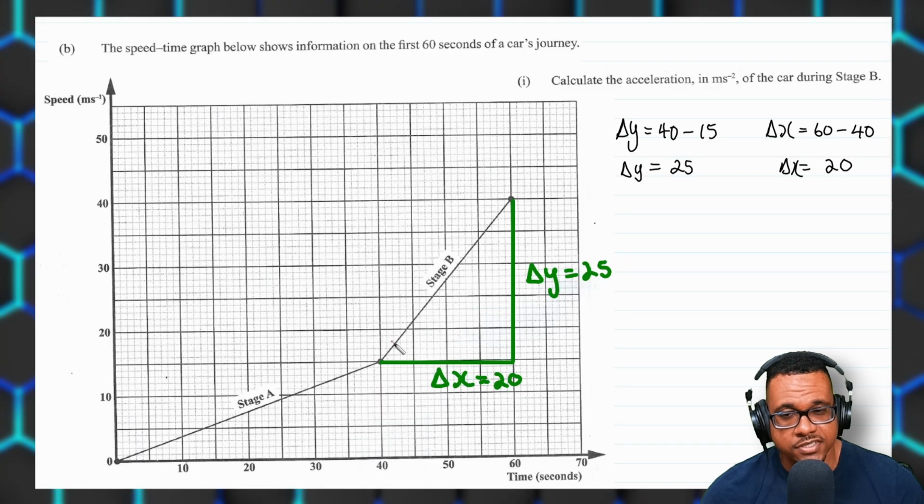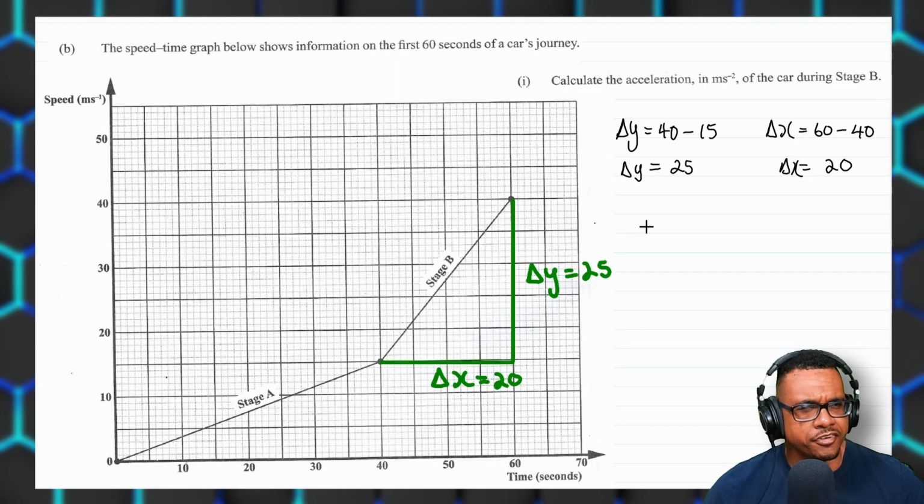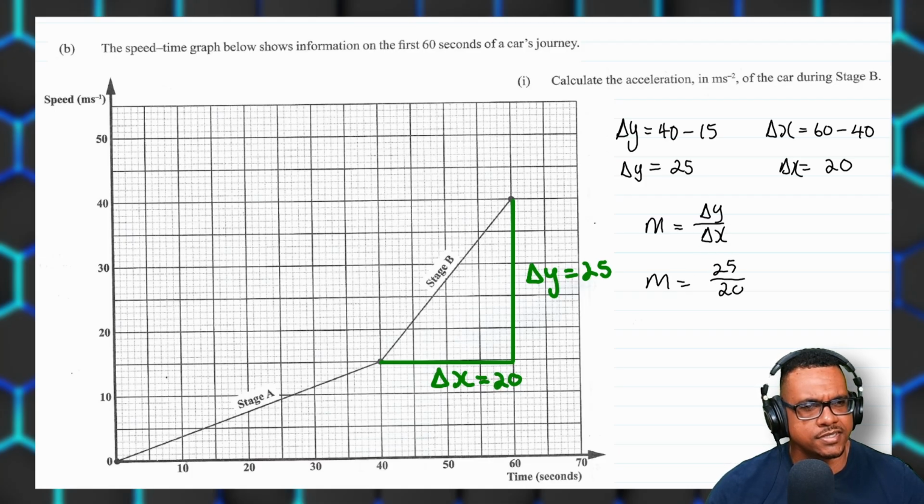Now, some points to notice: as we go from left to right, the line is going upwards, which means the gradient is positive. If the line was going downwards as we go from left to right, the gradient would be negative. So now my gradient m is equal to the change in y over the change in x. So the change in y is 25 over a change in x, which is 20.